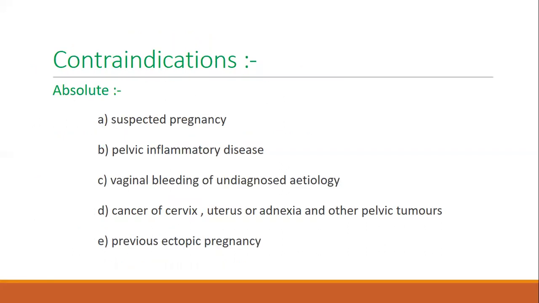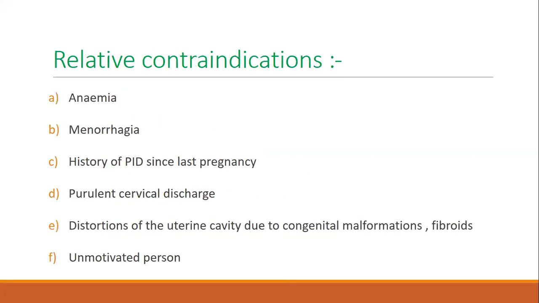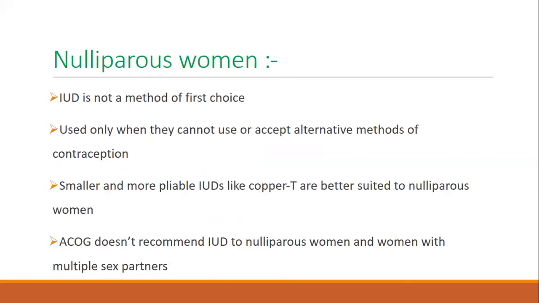Then contraindications. These are classified into absolute and relative contraindications. Absolute contraindications include suspected pregnancy, pelvic inflammatory disease, vaginal bleeding of undiagnosed etiology, cancer of the cervix, uterus or adnexa, other pelvic tumors, and a previous ectopic pregnancy. Relative contraindications include anemia, menorrhagia, history of PID since last pregnancy, purulent cervical discharge, distortions of the uterine cavity due to congenital malformations, fibroids, and an unmotivated person.